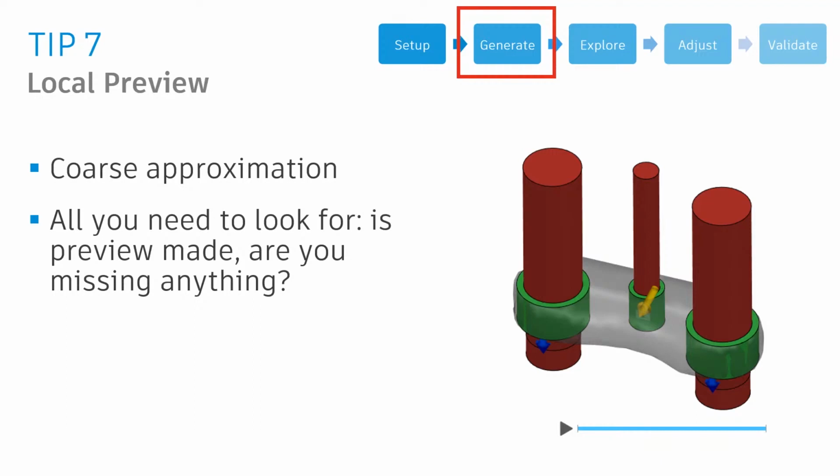So this is what the local preview within generative design allows you to do. The local preview applies a coarse approximation to the generative setup before you've actually solved anything. So all you need to look for with these is, first, is the preview actually able to be made, or is it failing? And the second would be, are you missing anything? Is this coarse approximation connecting to all of your preserves? Is it doing what you would expect within earlier iterations within the solve?